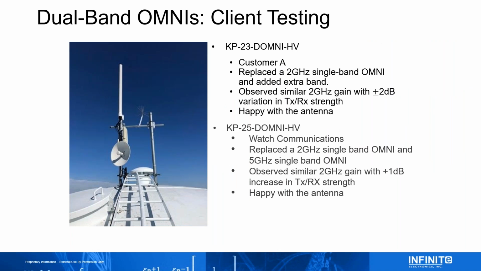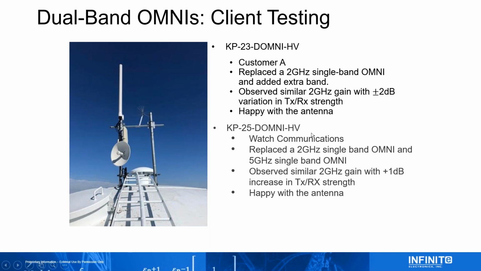So here's just some, we do a lot of client testing. And this is a client that put up our Omni right here. Ignore these other antennas, but he replaced his 2 gig Omni with this one, so he added the extra 5 gig band or 3 gig band on top of it, and he saw pretty much the same gain, plus or minus 2 dB, of what he saw with the previous Omni.